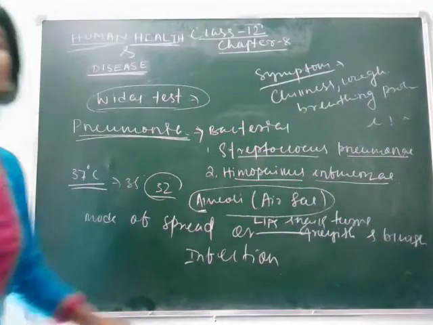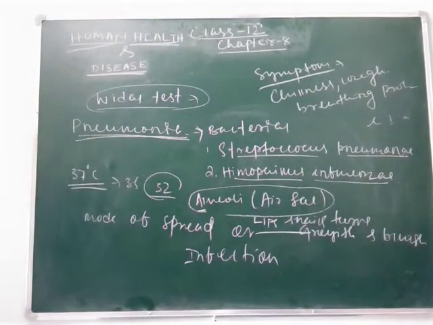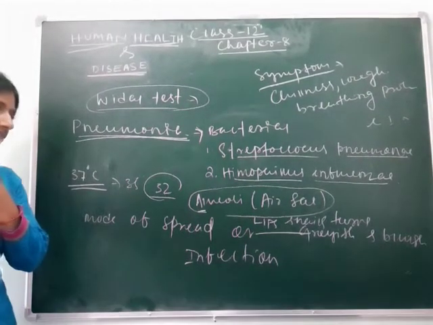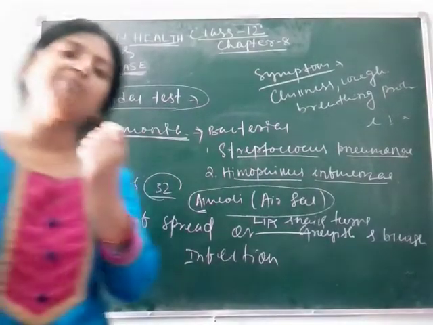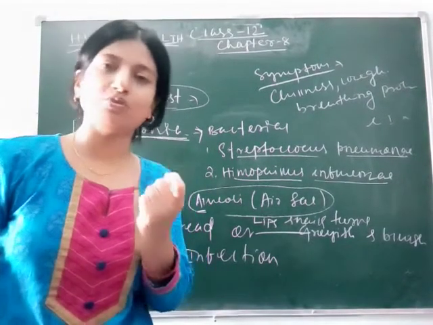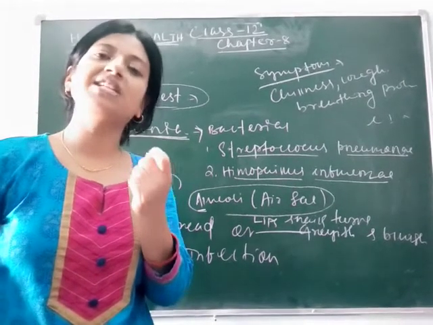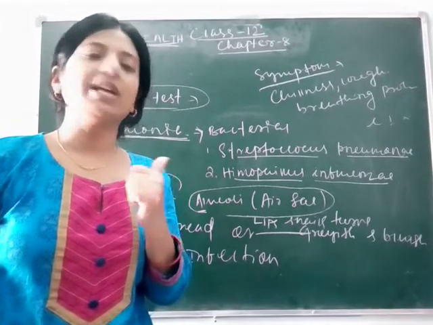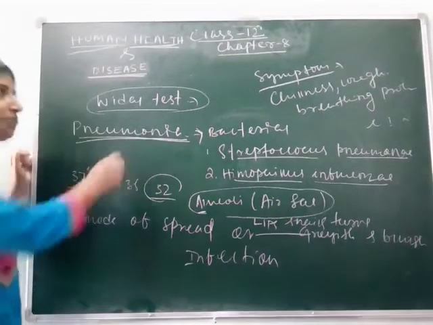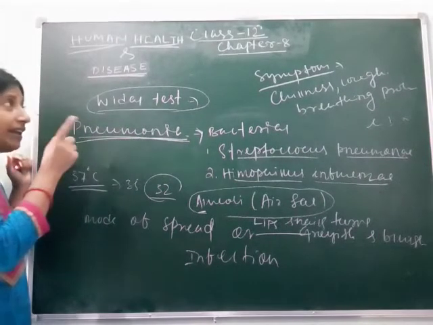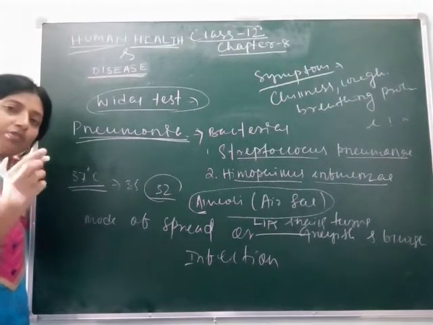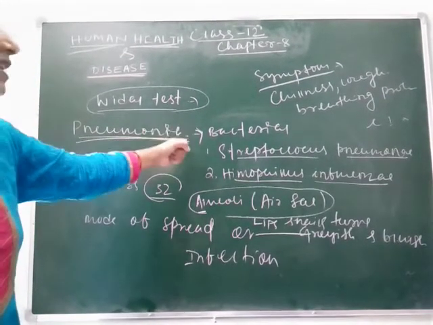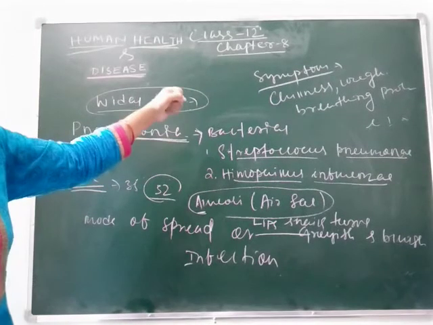Clear, students? So how can we cure this disease? We can cure this disease, but as we know, prevention is better than cure. So we can prevent the disease from its transmission by avoiding the person who is suffering from pneumonia. So this is about pneumonia. In this topic, human health and disease, yesterday we studied the bacterial disease typhoid, and today we studied pneumonia, its causative organisms, its symptoms, and what happens in severe cases.